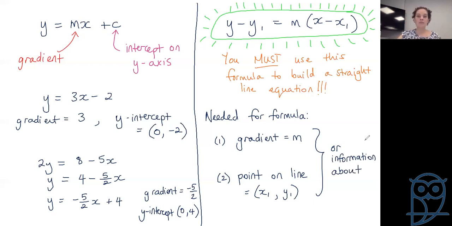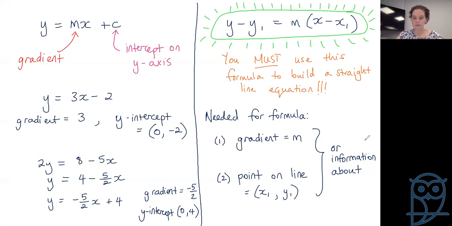If I tell you that my line I want to calculate is parallel to another line, woohoo, now I can get the gradient from there, gradient's the same. I could tell you that it passes through the origin. Well, now my point is 0, 0. So there's all sorts of different ways in which they can give you information about the gradient and or the point without giving you them exactly. And then you've got to think through so that you can plug the right things into this formula.